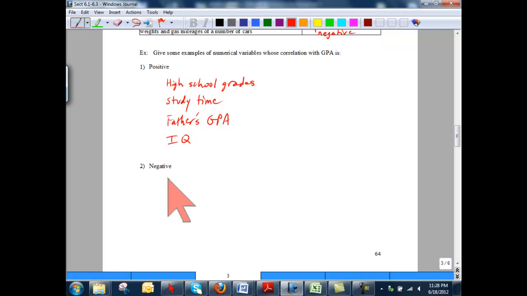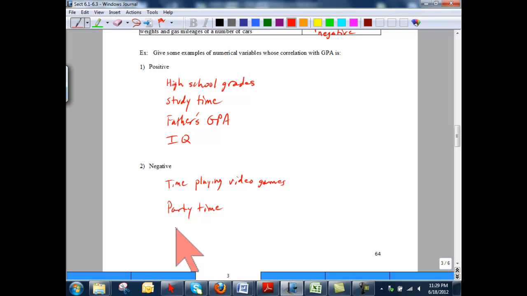How about variables that are negatively correlated with GPA? I can think of one: time spent playing video games. Big problem for some college students. Spend a lot of time gaming and then don't have time to study, and GPA suffers. So similarly, something like party time. You could think about things like sleep time.